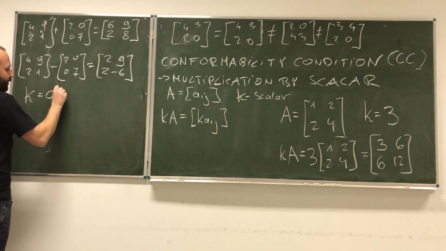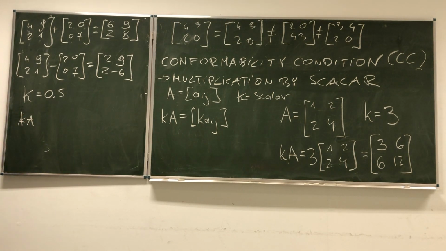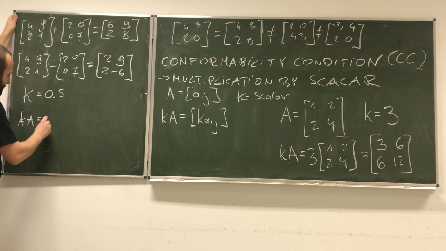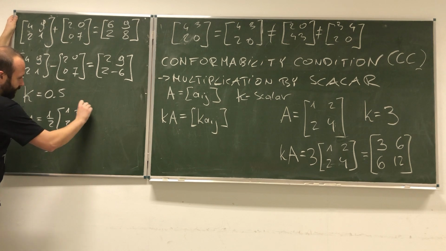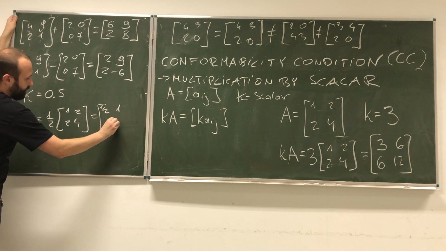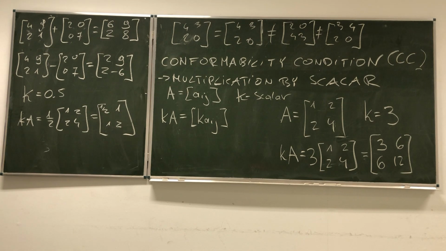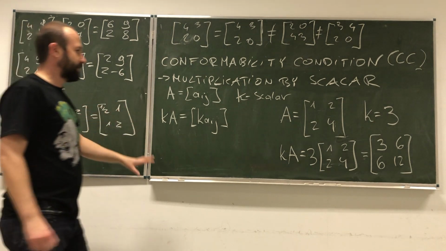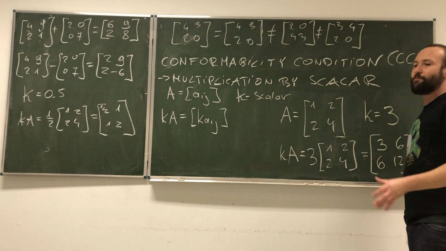What if k would be equal to 0.5? Then kA would be 1 over 2 times 1, 2, 2, 4, which is equal to 1 over 2 times 1, 1, 2. What has happened over here? Now each element in this matrix is half as big, right? Can we say we scaled it down? Yeah, of course.